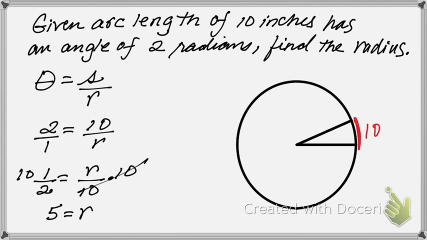Okay, so those are a few things about the equation theta equals s over r, relating arc length, radius, and the angle, always in radians. Remember, the angle must always be in radians. If you're trying to solve these and you're using degrees, you are not going to get the correct answer.